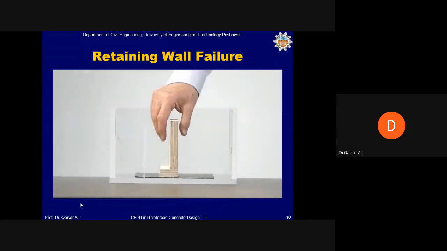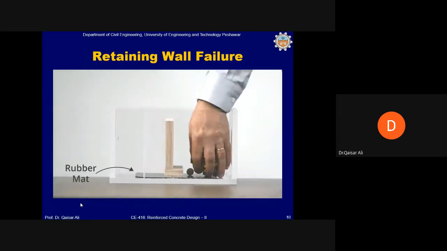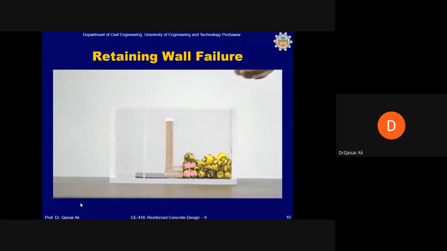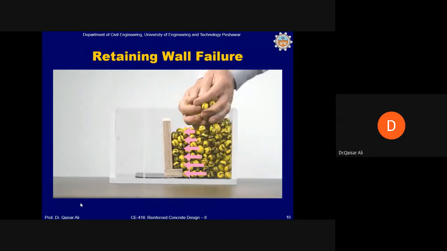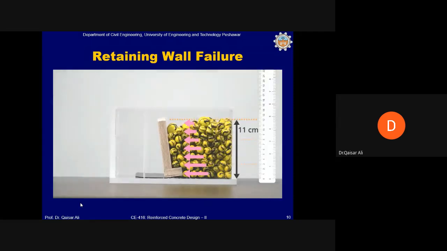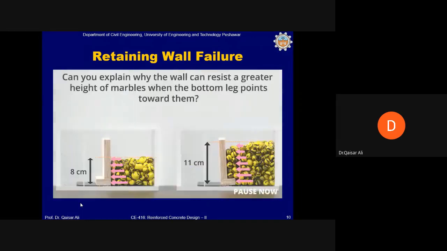Now let's turn the wall around, so its bottom leg points towards the right, the side where the marbles will be placed. We again use a rubber sheet to prevent sliding, and we add some marbles. As before, the marbles generate a horizontal force that depends on the marble depth. You might be surprised that this wall can hold back 11 centimeters of marbles before it overturns. Can you explain why the wall can resist a greater height of marbles when the bottom leg points towards them? Is there an additional force that comes into play?